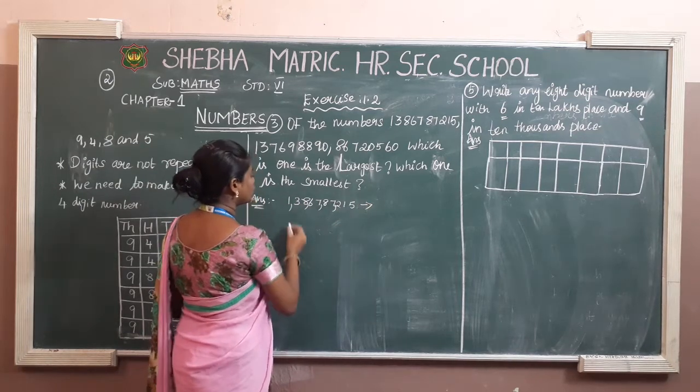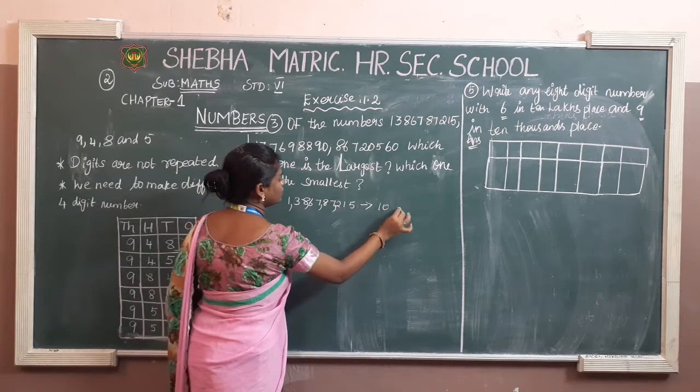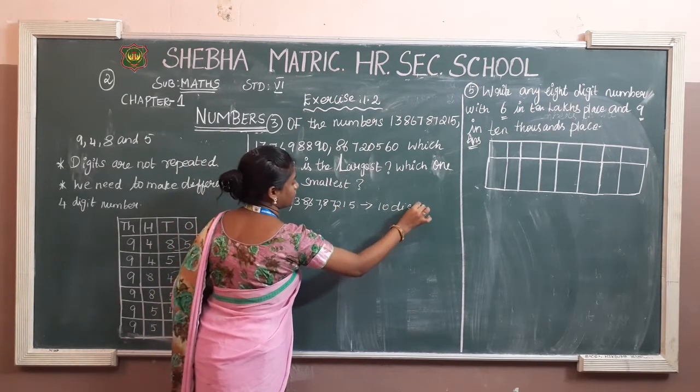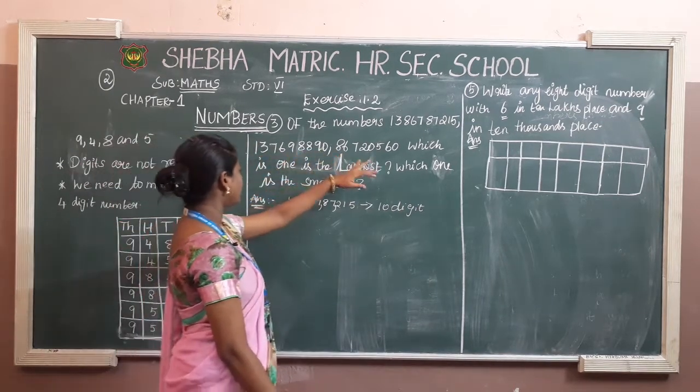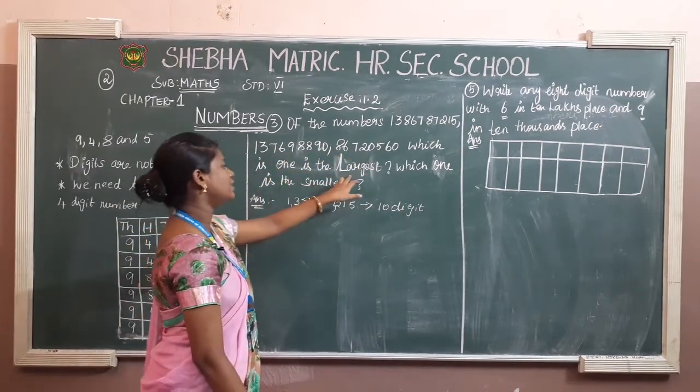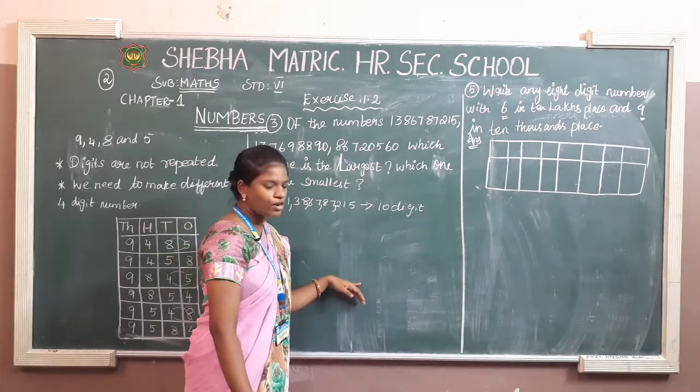So how many digits are there? 1, 2, 3, 4, 5, 6, 7, 8, 9, 10. So 10 digits are there. What is the question about the three numbers? Which one is the largest and which one is the greatest? So which is the greater number and which is the largest number.